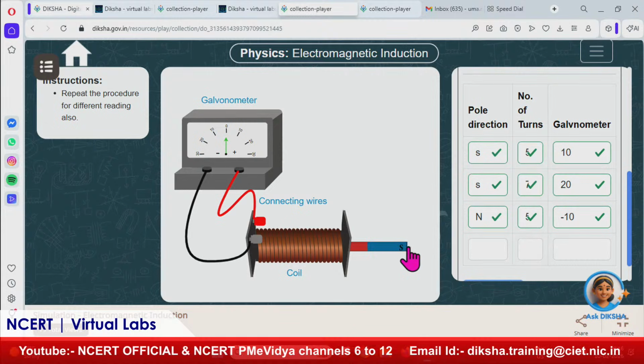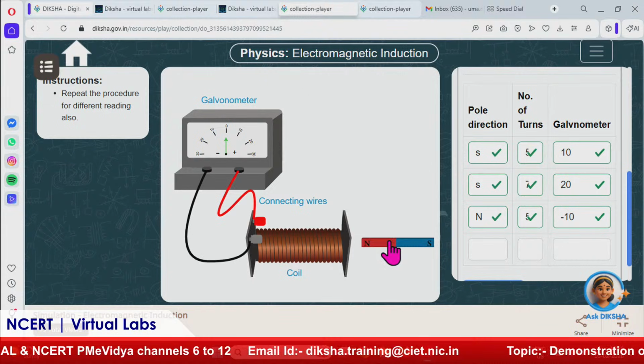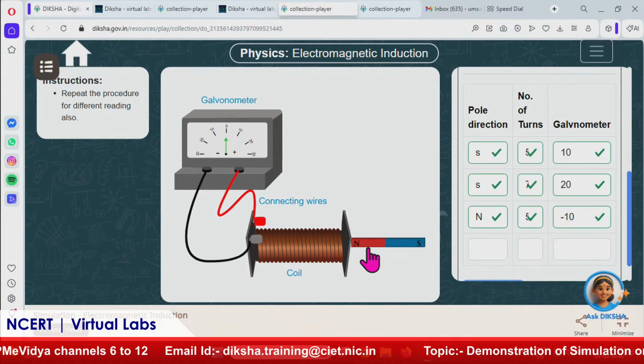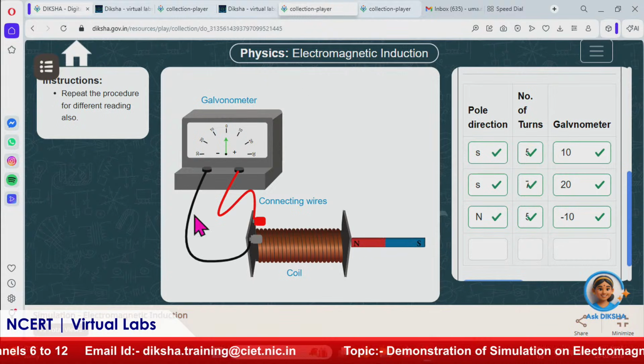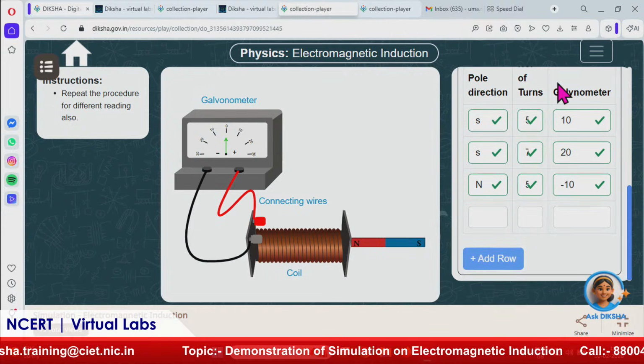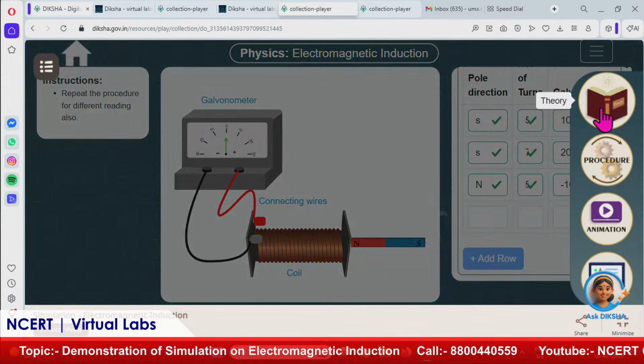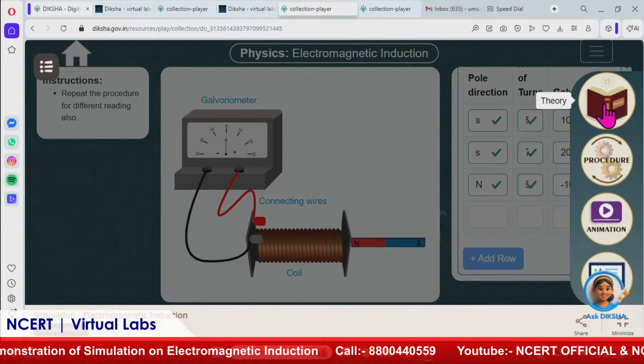Here we have considered only one kind of motion, that we are able to move the bar magnet only, not the coil. Otherwise, in the vice versa case, the current is produced. So we can complete this experiment. Now on the right hand side we can see first is theory, which I have already explained with the help of that PDF file. That's why I have not opened it.